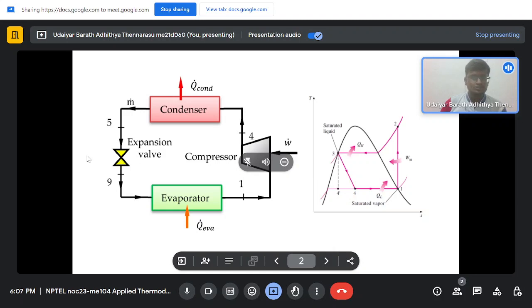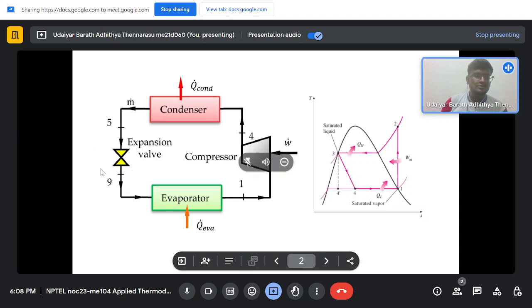So in this case, there is no heat transfer happening, there is no work transfer happening. So if you do a SFEE, steady flow energy equation across the valve, what you get is the enthalpy which is coming in is also the enthalpy which is going out. So there is no energy loss, but there is a pressure reduction which is happening. So there is no enthalpy loss, but there is a pressure reduction. So in this case, what will happen is the enthalpy being same, your temperature will reduce.